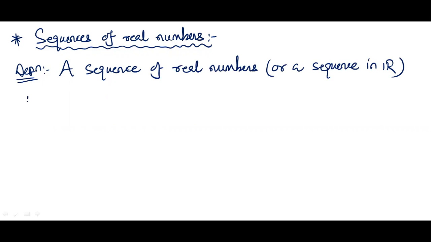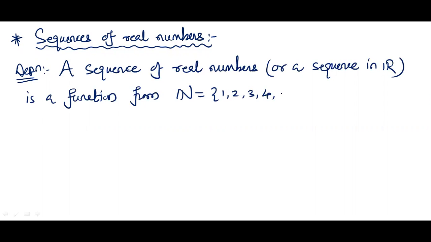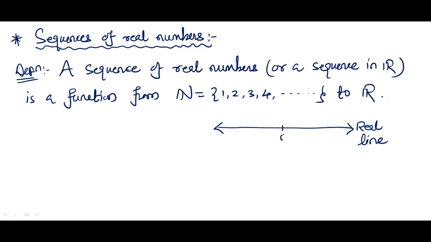A sequence of real numbers is a function from the set of natural numbers N, containing elements 1, 2, 3, 4 and so on, to the set of real numbers R. This set of real numbers R is a set containing all numbers that belong to the real line.